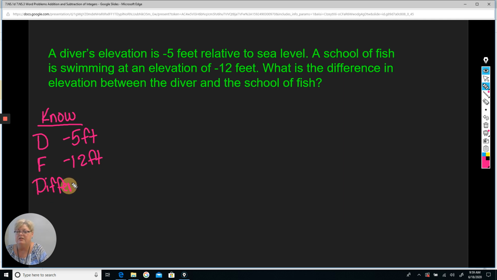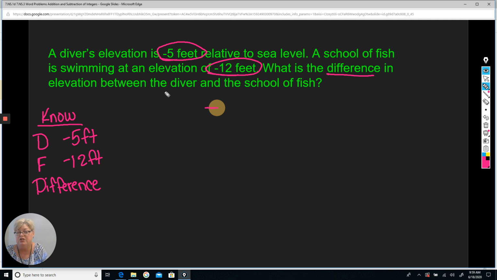And difference means the solution to a subtraction problem. So that means we're going to subtract. Sometimes people like to underline or circle the information that's in the story. That's great too. You do what works for you. I'm okay with that. I do like for my students to list what they know. All right, so we know we're going to do a subtraction problem, but we've got to figure out what goes in front and what goes in the back.